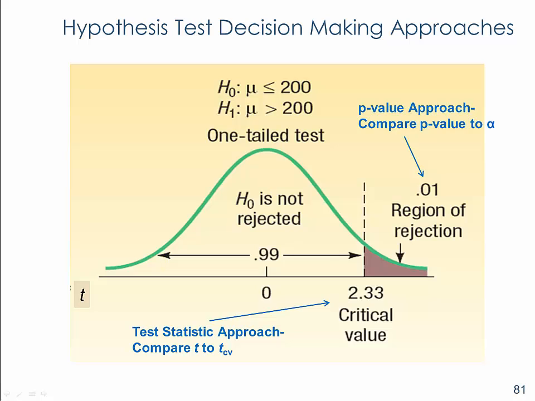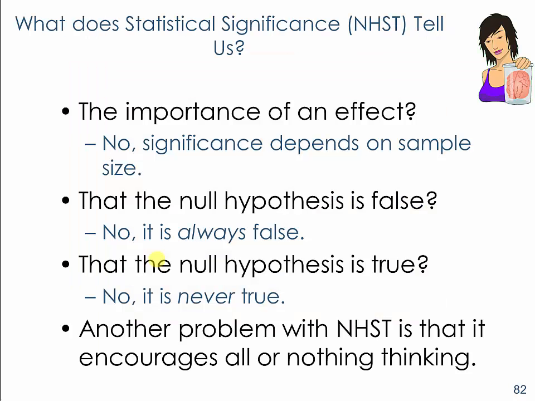There are some concerns with null hypothesis significance testing, or weaknesses that might be considered part of a null hypothesis significance test. So we'll see those by asking the question, what does statistical significance tell us? And that stands for null hypothesis significance test. Does it tell us the importance of an effect? No, it just tells us the significance depends on the sample size. Does it tell us that the null hypothesis is false? No, we always look at it as though it's false. And then does it tell us that the null hypothesis is true? No, it's never true. And another problem with null hypothesis significance testing is that it encourages all or nothing thinking. In other words, you either are good or you're not good.